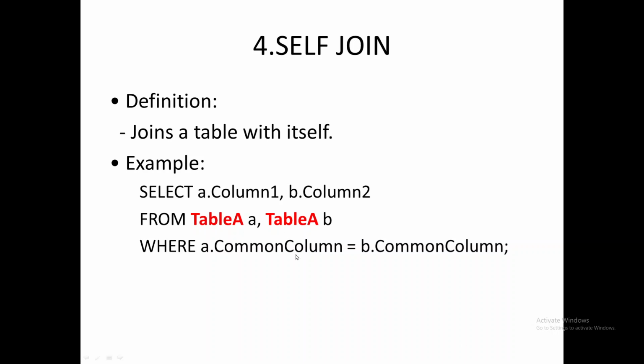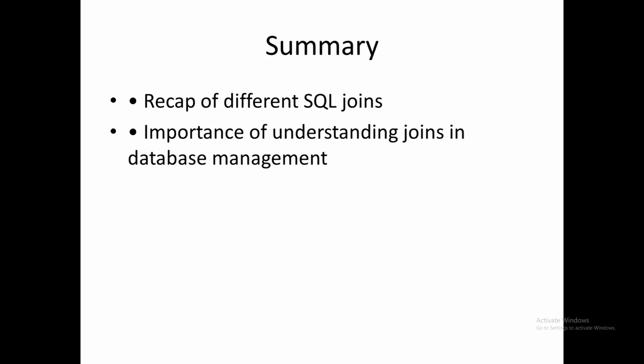Then instead of this common column, I would say A dot employee ID is equal to B dot manager ID, because manager ID is also mapped to that column. Likewise, a self join will happen. It's very simple, it's a normal join, but whenever you see the same table has been joined 2 times, that kind of join is called a self join. Hope you guys understood the different types of joins.